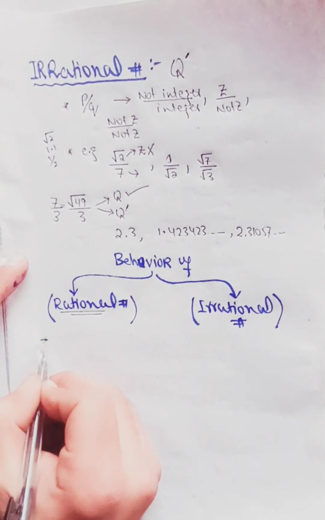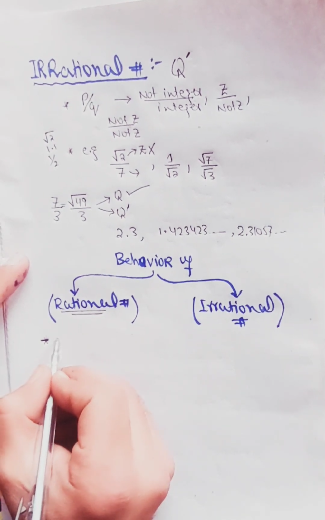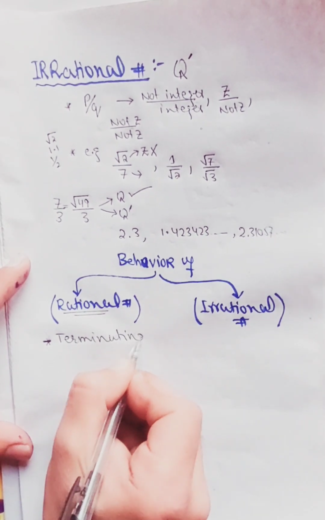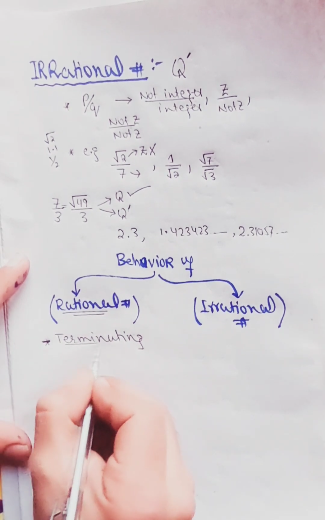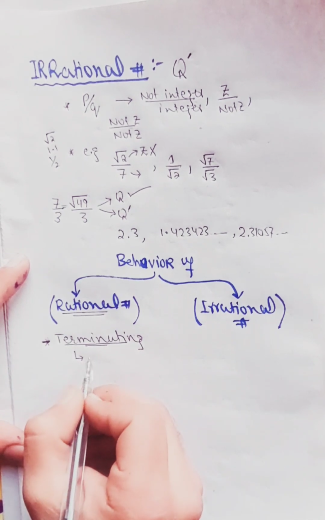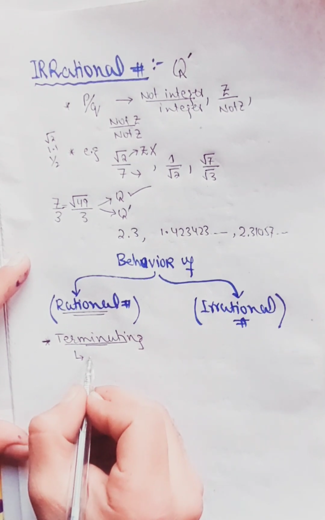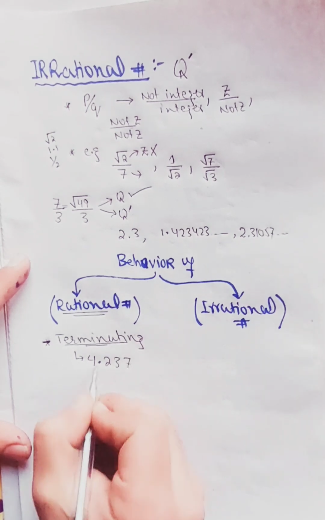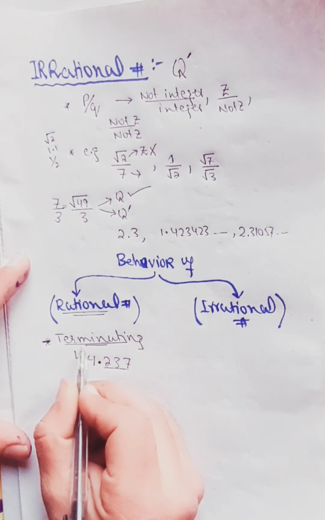you can get these two results. It may be terminating or recurring. या तो terminating होगा, terminating right, और दूसरा. Like for example, terminating means we have a finite number of digits after a decimal point. For example 4.237, you can see we have 3 digits after this decimal point, so it is terminating.